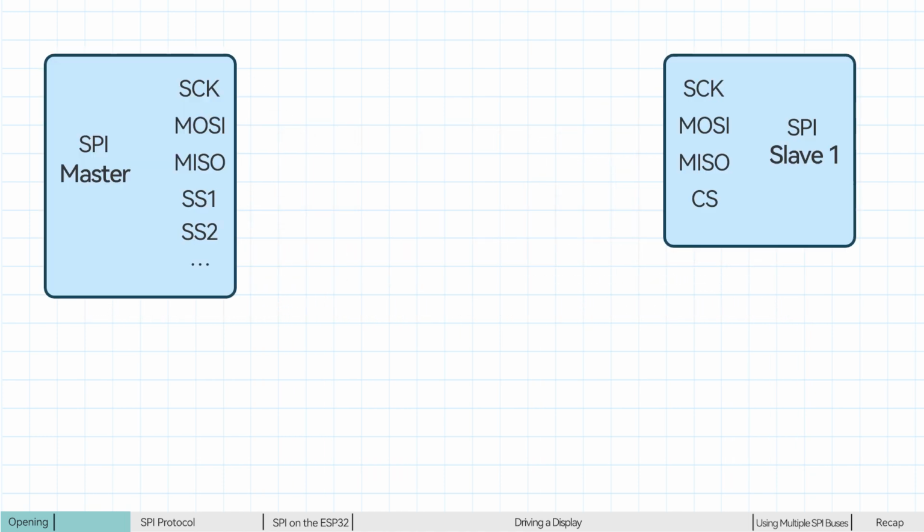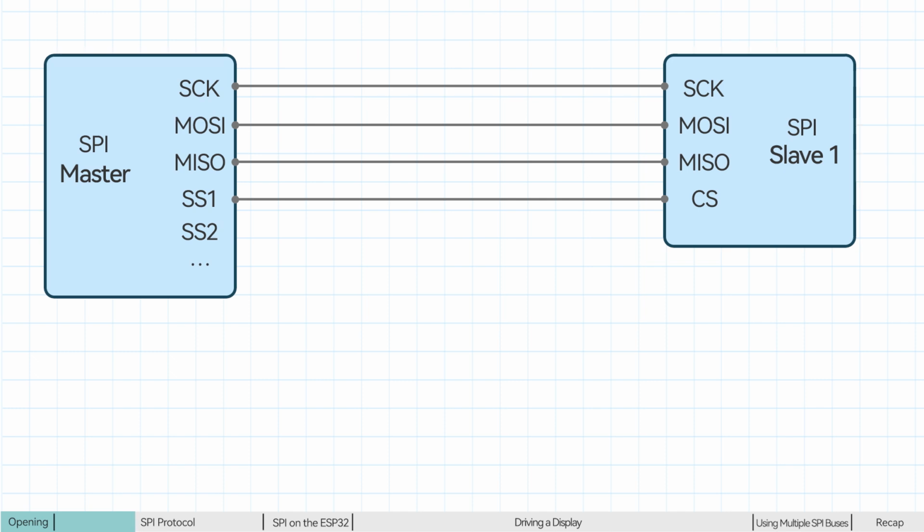Standard SPI communication relies on 4 core signal lines. SCK, the serial clock line. The master generates a clock signal to synchronize the timing of all data transfers. MOSI, the master out, slave in line. The master sends data to the slave through this line. MISO, the master in, slave out line. The slave sends data to the master through this line.